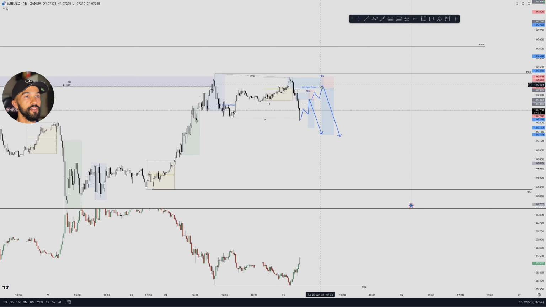Now my opinion is, of course, this second order block here is a lot safer. You get to be above the Asia high with your stop loss as well. You mitigate the fact that there's an imbalance above this order block here. You have inducement already with these highs here, but you could also be missed if this holds. So that's the risk there.